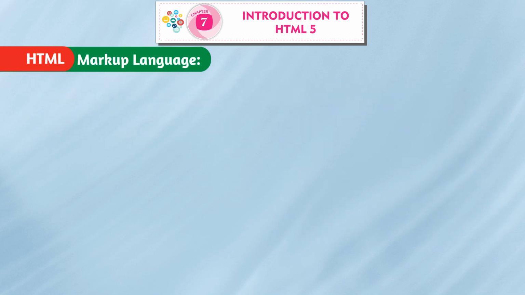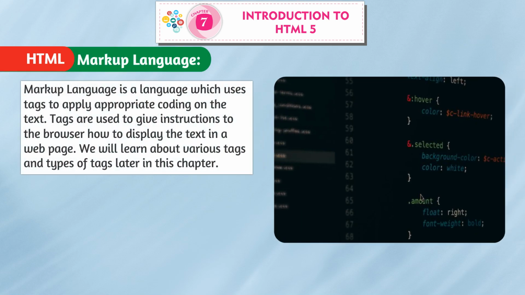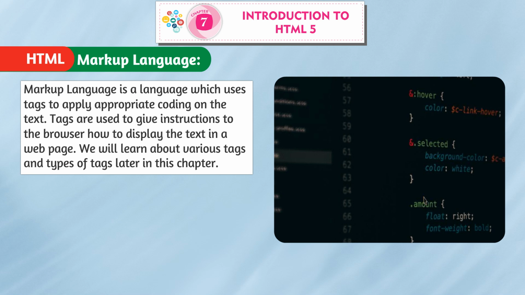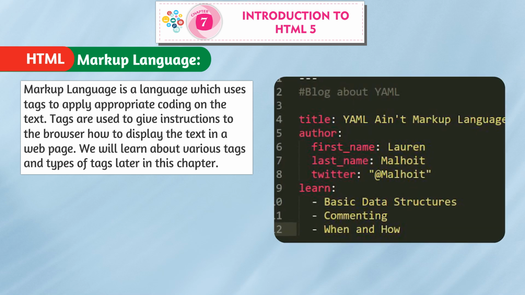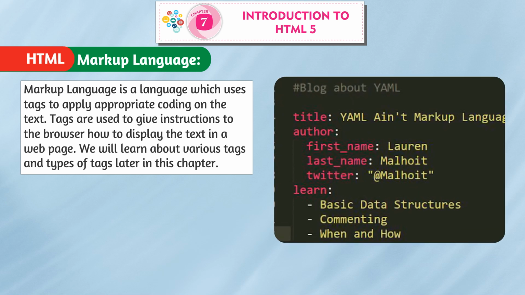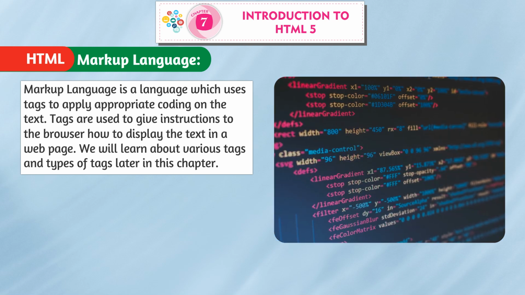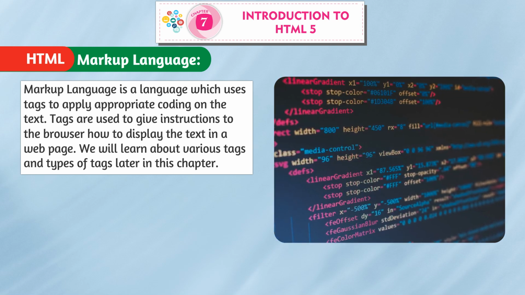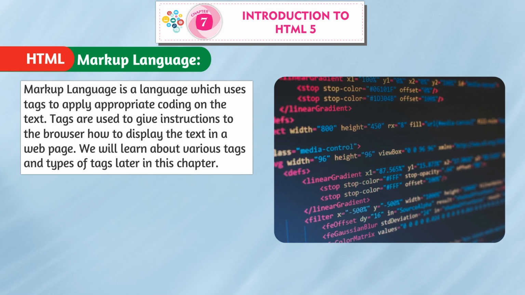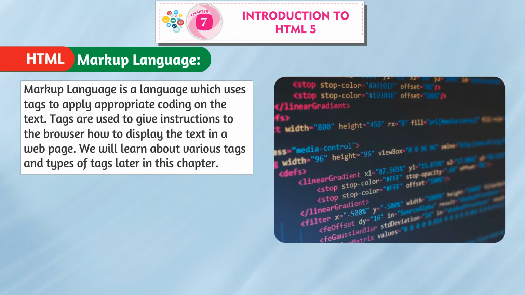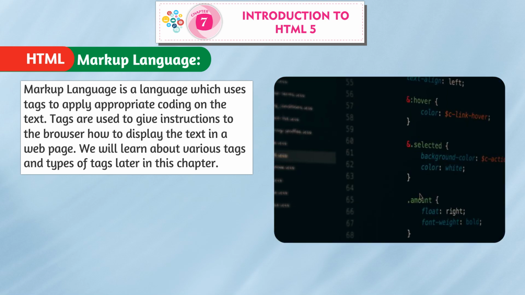Markup language. Markup language is a language which uses tags to apply appropriate coding on the text. Tags are used to give instructions to the browser how to display the text in a web page. We will learn about various tags and types of tags later in this chapter.